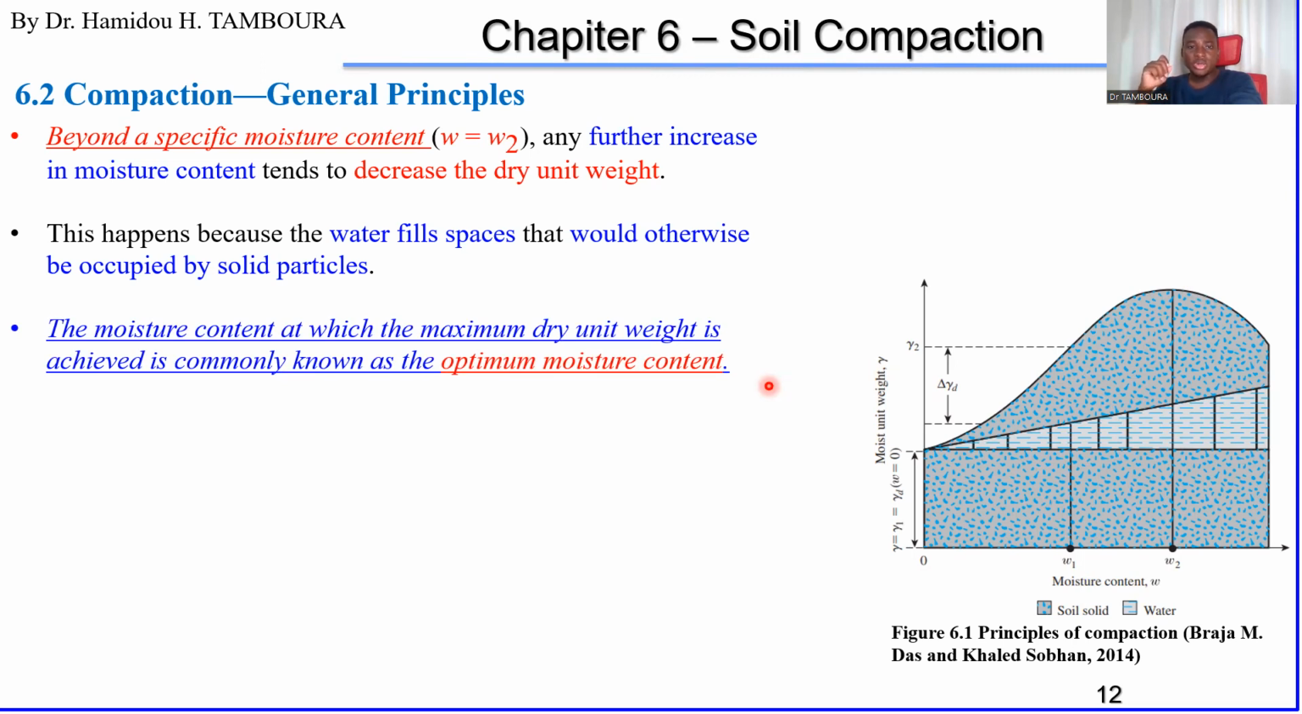So the moisture content at which the maximum dry unit weight is achieved is commonly known as the optimum moisture content. Optimum moisture content or optimum water content. Okay, remember that, and the rest of this chapter will not be difficult for you.